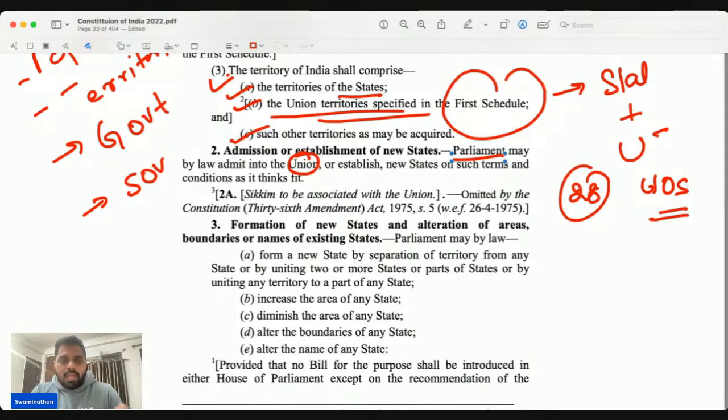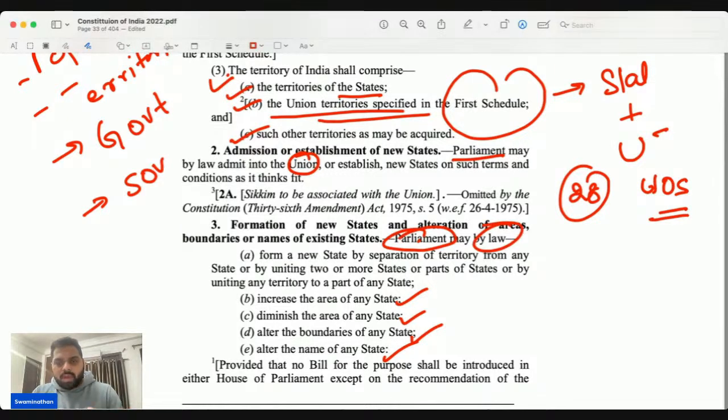Now, parliament enjoys another power, and that is a unilateral power again, to make certain alterations in the states. If the name of a state has to be changed, if the area of any state has to be increased or decreased, boundaries have to be changed, nomenclature has to be changed, one state is to be divided into two, or two states are to be merged into one, right? All of these can be done by the parliament by passing a law.